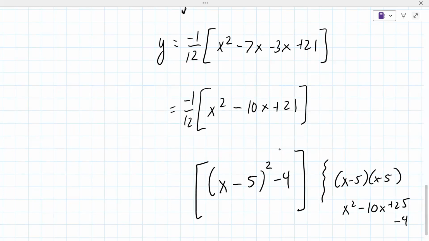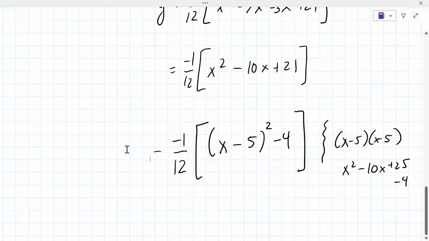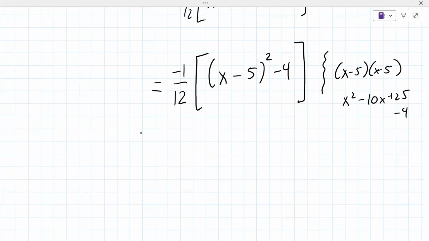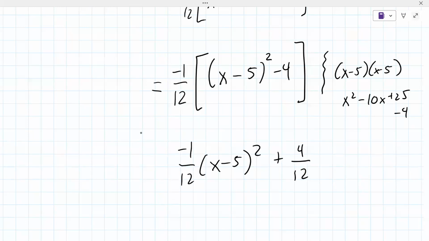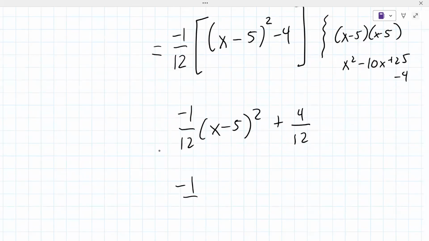Yes. Okay, so then you can bring this minus 1 over 12 down, and then you can distribute it into both. So it's minus 1 over 12 times x minus 5 squared plus 4 over 12, which is really 1/3. And now this is finally in vertex form.